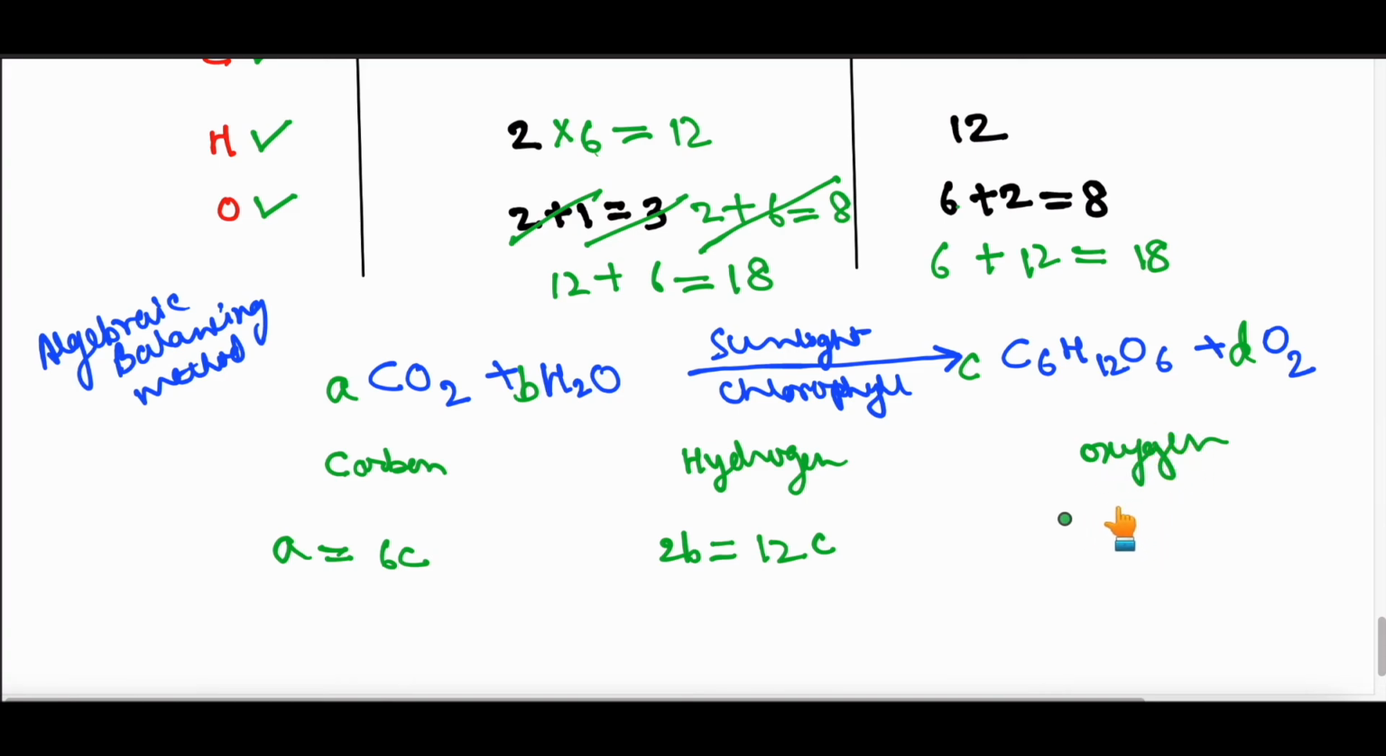Now let us see for this oxygen. So we have 2 times A plus 1 times B on the reactant side. We already know that in algebra we do not mention 1. So we will write just B here. Now this on the left hand side is equal to on the right hand side. So this oxygen atom on the right hand side is 6 times C. So it is 6C plus 2 times D. So it is 2D on the product side.